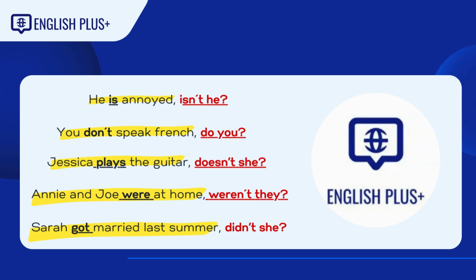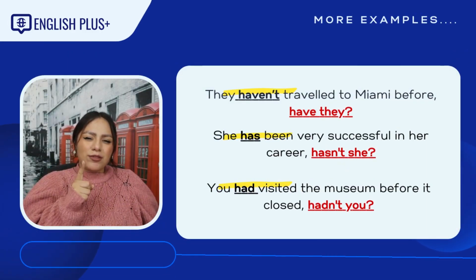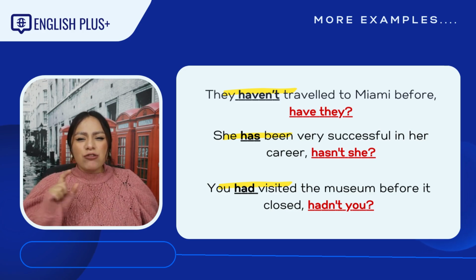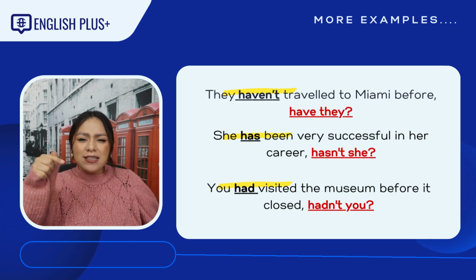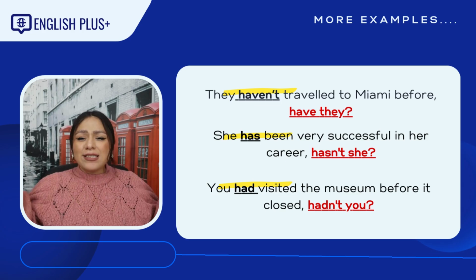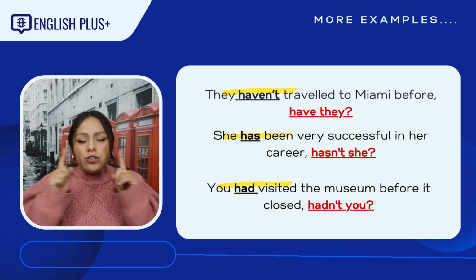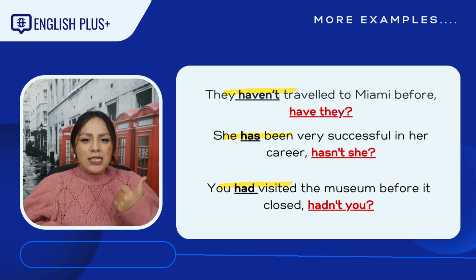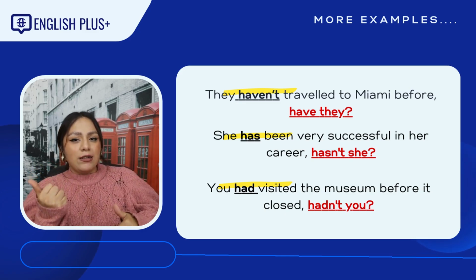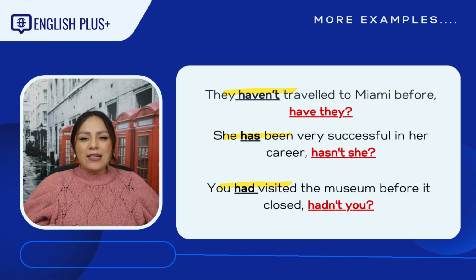Let's check some other examples. When I have an auxiliary verb, like in this case, have, in different tenses, I just need the same auxiliary verb to structure question tags. Just remember, if the statement is positive, the question tag is in negative. And if the statement is negative, the question tag is in positive.